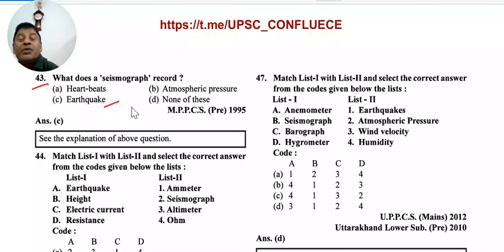And now this question, again see the matching. Hygrometer, humidity, correctly matched. Biograph, no. Seismograph, no. Anemometer, earthquake, no. So hygrometer, this one is the correctly matched option.